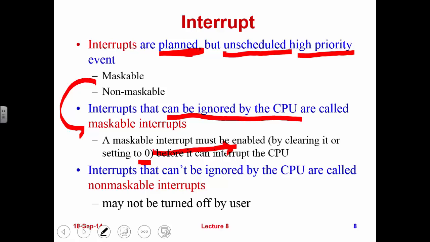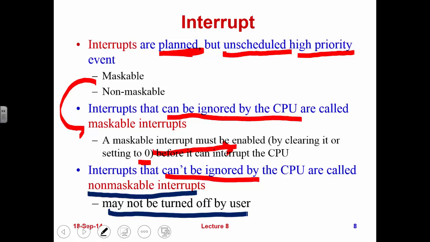Now, if an interrupt is very important and cannot be ignored by the CPU, the CPU cannot pretend it doesn't see it. You have to take care of that. This type of interrupt is called non-maskable. You cannot cover your face and say, "I don't want to pay attention to that." No, that's not allowed, because this type of interrupt is very important. It even cannot be turned off by the user, because it's very important.